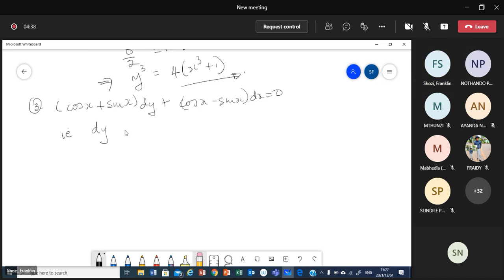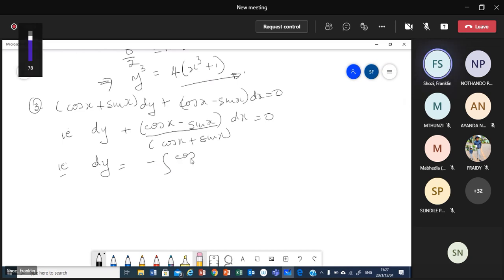Therefore, dy plus cos x minus sin x. There is the term that I'm dividing with. Then it joins here. Divide by cos x plus sin x, bracket, dx is equal to 0. Transpose, if you like, a column transpose a column, it doesn't matter. That becomes the integral of cos x minus sin x all over cos x plus sin x dx.